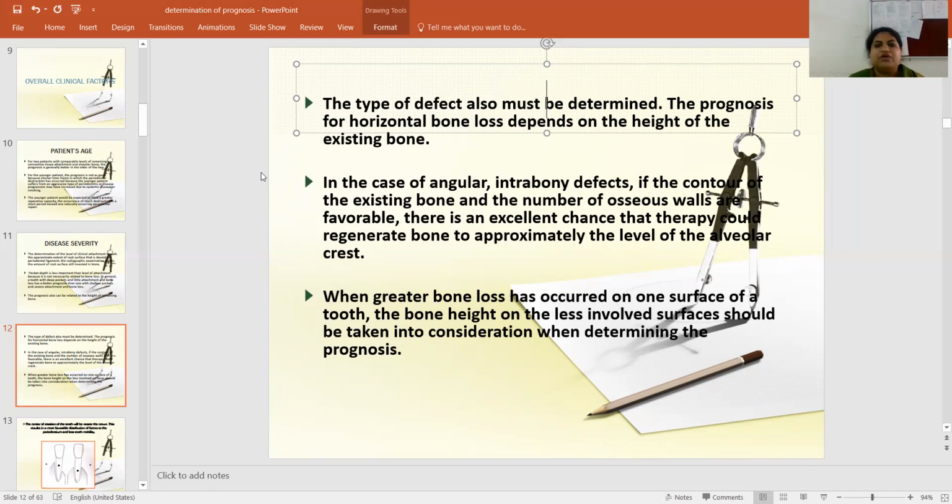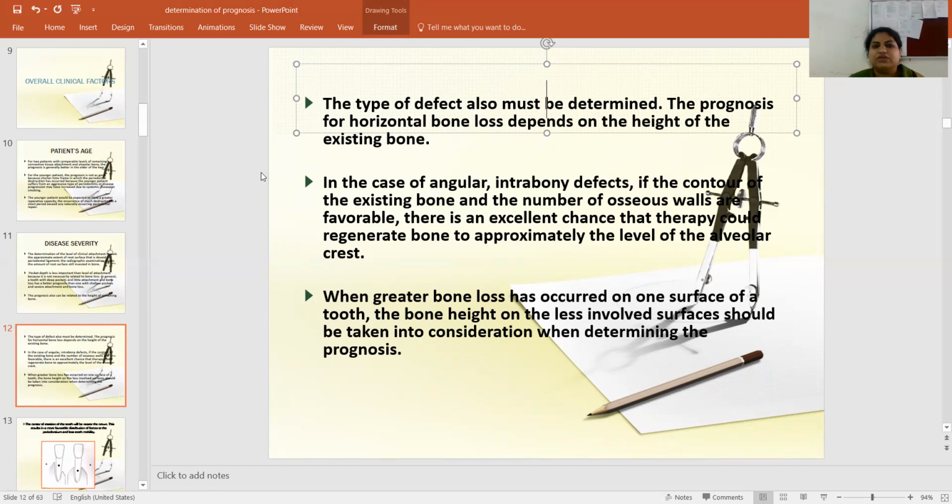Angular bony defect means there is a V-shaped defect adjacent to the bone. So if the number of osseous walls is favorable, you can categorize the osseous wall defects into one wall defect, two wall defect, three wall defect, or it can be a circumferential defect, crater defect, ledges, all those things. So you are going to categorize this intra-bony defect. The number of walls present basically determines whether regeneration therapy can be done.